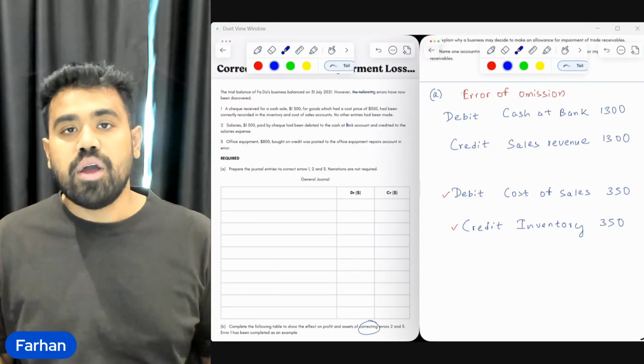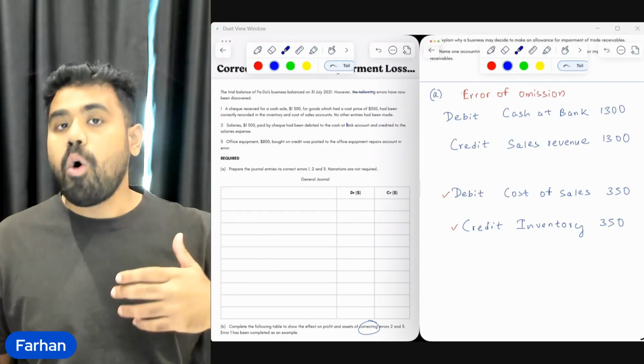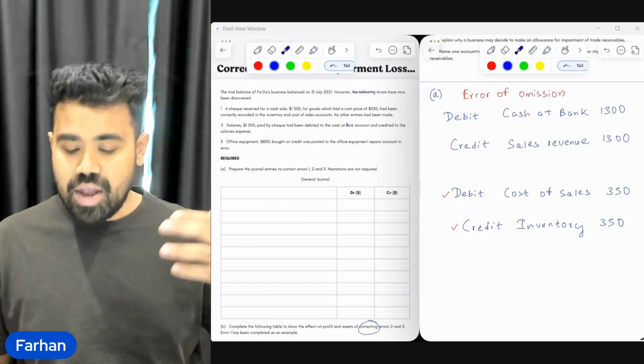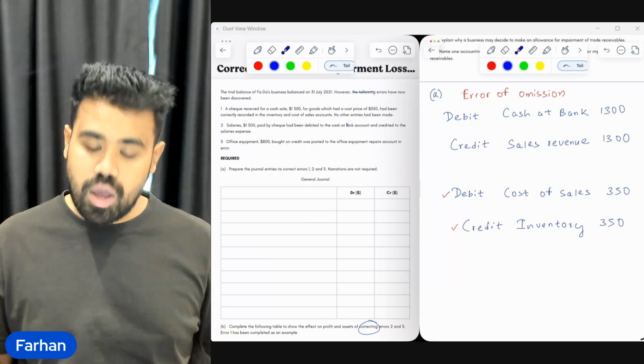So every time you have sales in your business, it is always credited by default. All revenue accounts, all sales accounts are credited by default. And at the same time, you can see our assets are increasing. That's why we are debiting the cash at bank account.